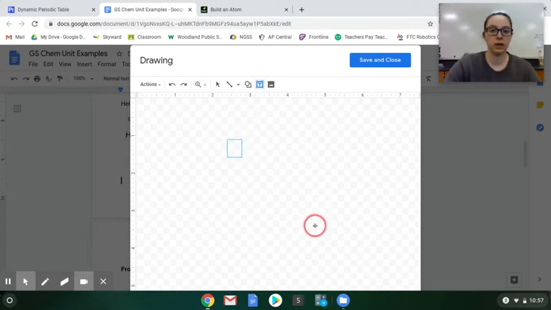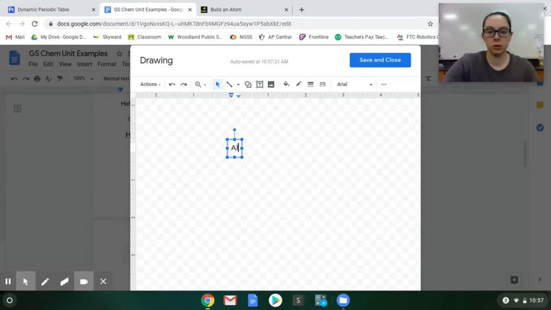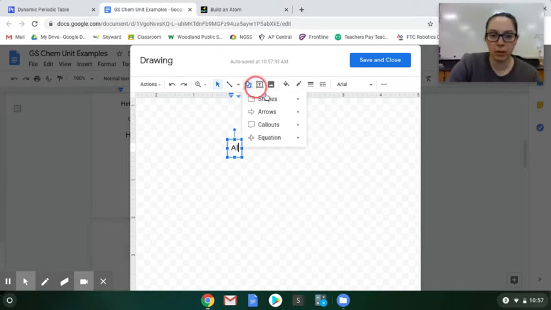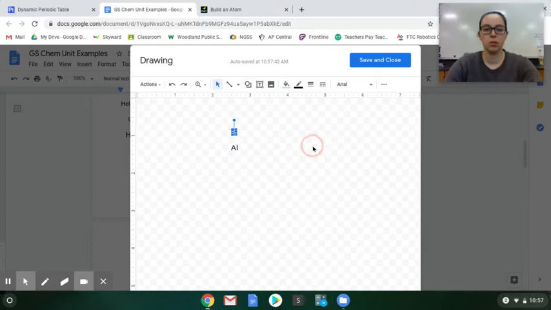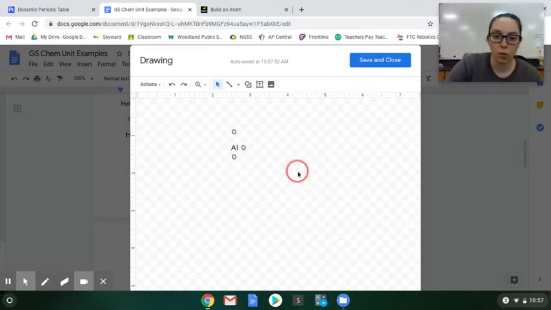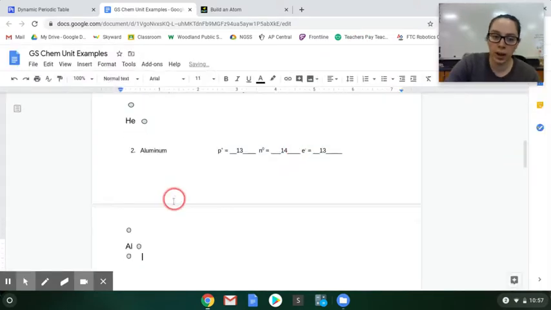Finally. Okay. My symbol for aluminum is Al. And now I'm going to put in my 3 valence electrons. 1 here. Copy, paste. 1 there. Paste. And 1 right there. Save and close.